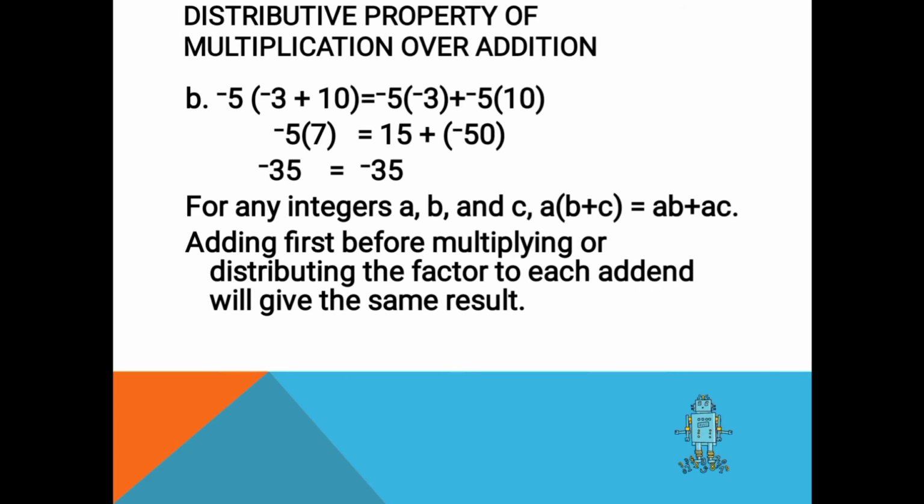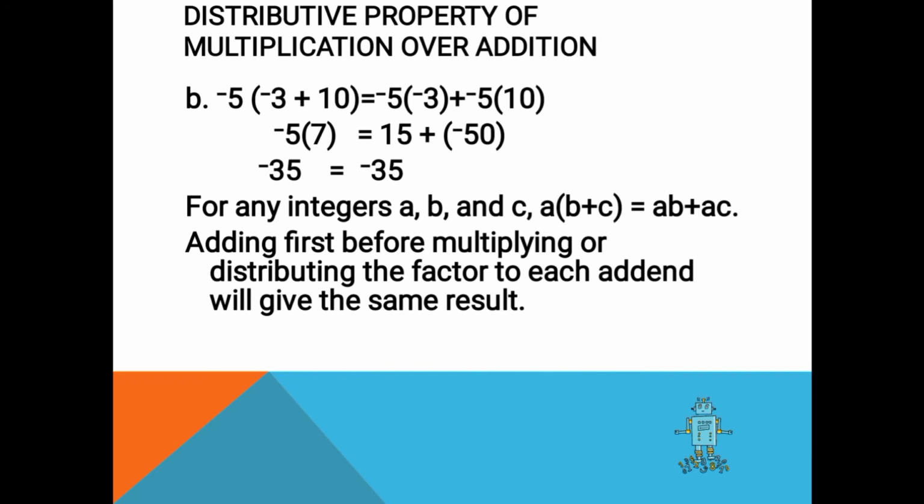Then, here on the right side, negative 5 times negative 3. The result of two like numbers when you multiply is positive. So, negative 5 times negative 3 is positive 15, plus negative 5 times 10, that is different sign, is equal to negative 50. So, going back to the left side of our equation, negative 5 times 7 is equal to negative 35.